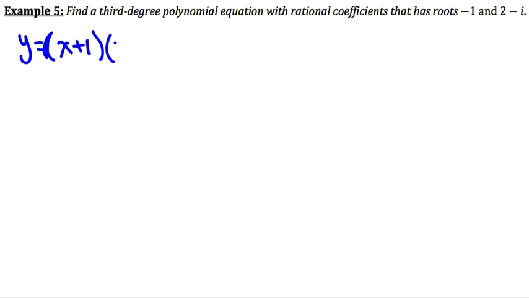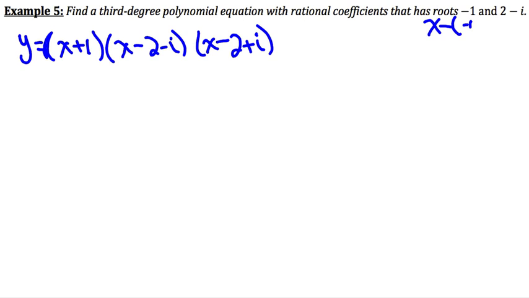So again, our different parts here, we have x minus 2 minus i, and then we have x minus 2 plus i. And then again, the first part here, I have x plus 1. That's because it was x minus, and then this one right here is a negative 1. So it's x minus a negative 1, which would just change to x plus 1.